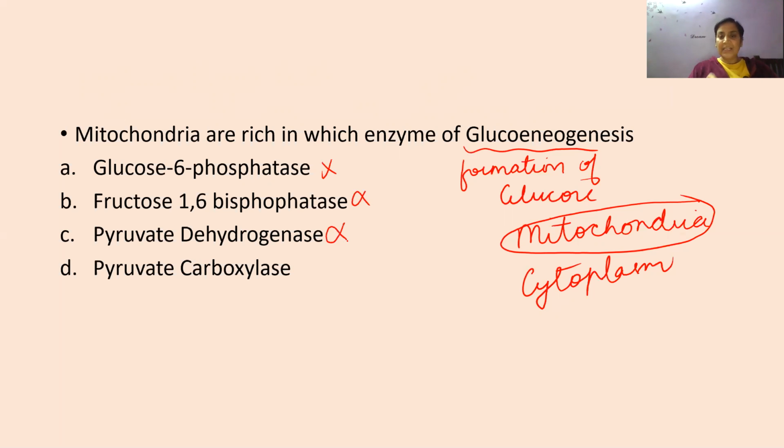Pyruvate dehydrogenase is not an enzyme of gluconeogenesis. So obviously the answer would be pyruvate carboxylase, which is the only enzyme present in the mitochondria.